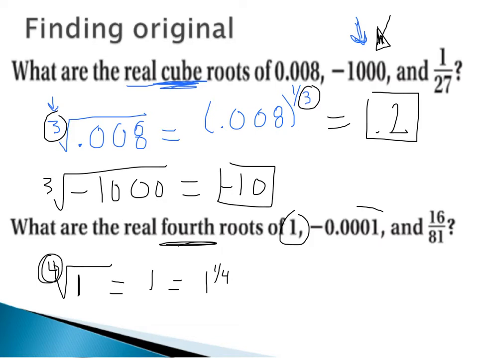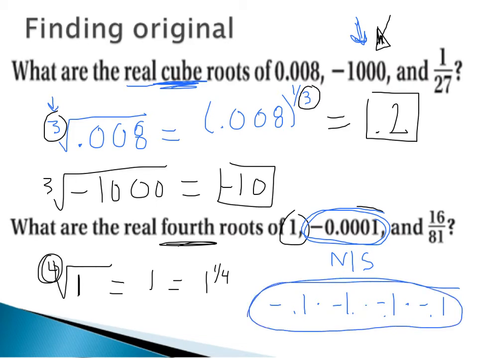Now this problem is a little bit different, negative 0.0001. Right away, I know that this is going to be a no solution. There is no number that I can multiply 4 times together and still get a negative. Because if it was a negative 0.1 times a negative 0.1 times a negative 0.1 times a negative 0.1, this would become an even number. So again, this would be no solution.